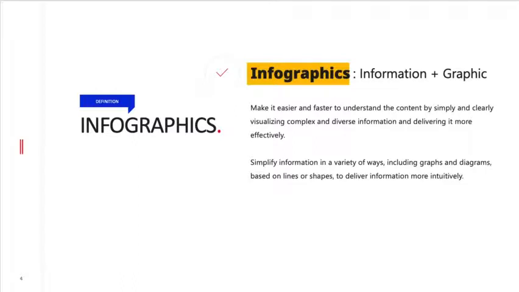Infographic is a compound word of information and graphics that makes it easier and faster to understand the content by simply and clearly visualizing complex and diverse information and delivering it more effectively. Simplify information in a variety of ways, including graphs and diagrams based on lines or shapes, to deliver information more intuitively. The main point of infographic design is data visualization.